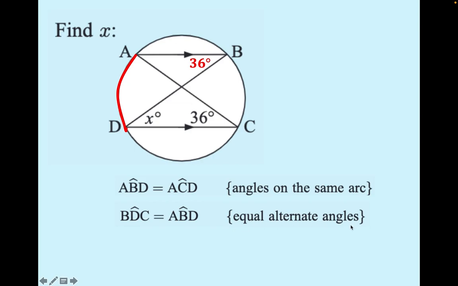See, equal alternate angles. BDC, this one here, is equal to ABD, this one. So these two are actually equal. That tells us that x must be 36. Done. Okay, so some properties there to think about. Ponder it a little bit, and we'll see you in class to try some more problems together. Great job.